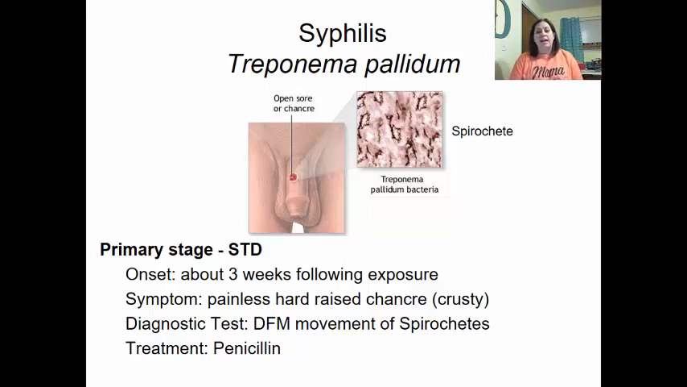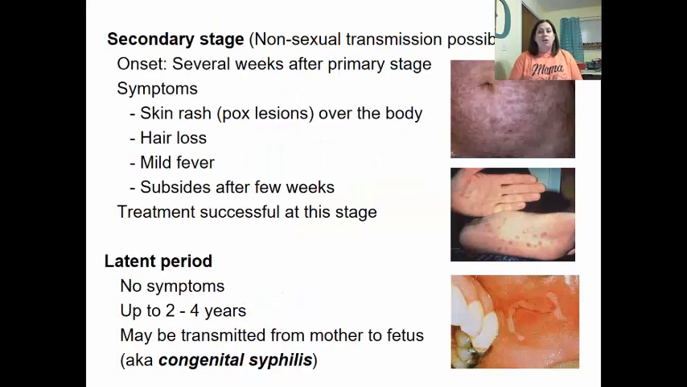The diagnostic test here is to look for the movement of the spirochete. All right, so we're going to have to actually be able to take the culture and look for the movements of the spirochete. Treatment here is penicillin. It then could progress to the secondary stage. This non-sexual transmission now is possible once it enters the secondary stage. This onset is several weeks after the primary stage. Symptoms include a skin rash, like pox-like regions over the body, hair loss, a mild fever, and it subsides after a few weeks. Treatment is successful also at this stage with penicillin.